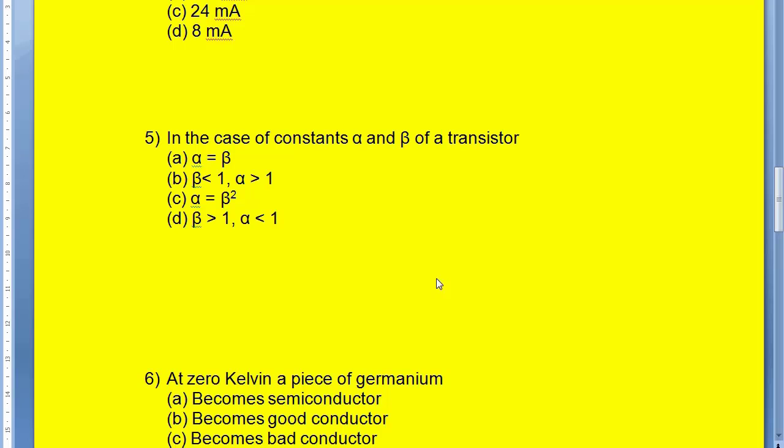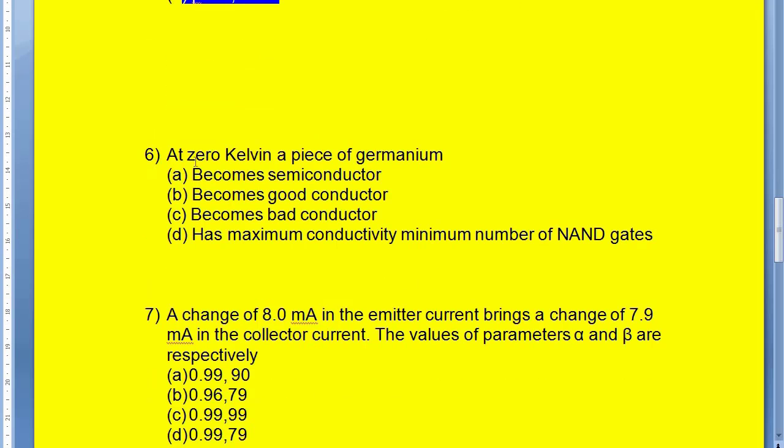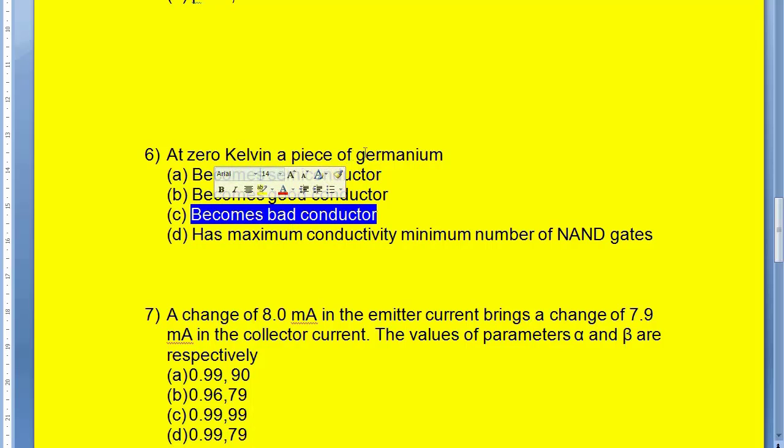Next, number 6. At 0 degree Kelvin, a piece of germanium. Now see, germanium is a semiconductor. 0 degree Kelvin means minus 273 degrees Celsius. So when germanium or any other semiconductor is cooled up to 0 degree Kelvin, it becomes an insulator, or we can say a bad conductor. So this is the answer. Whether it is germanium, silicon or any other semiconductor, it becomes a bad conductor or an insulator.